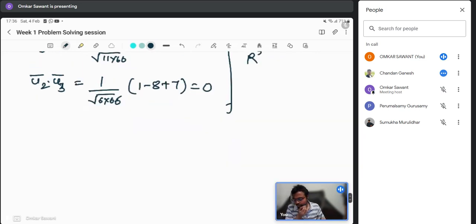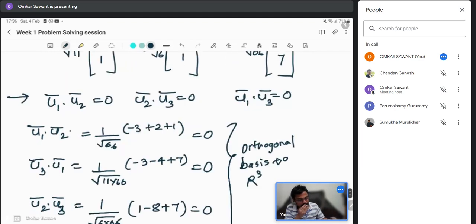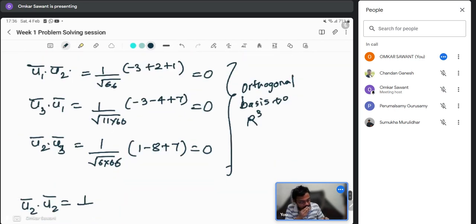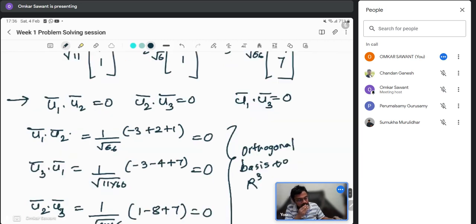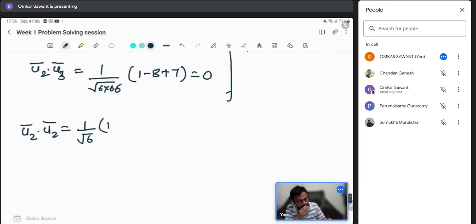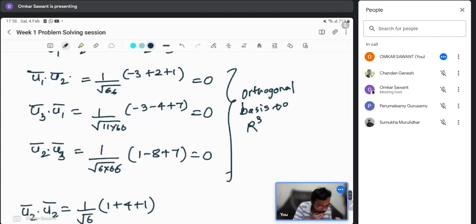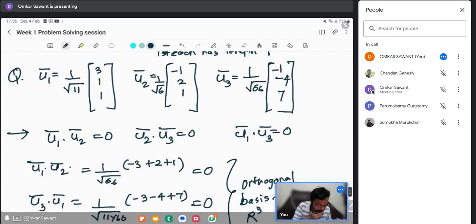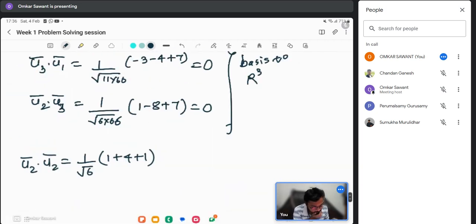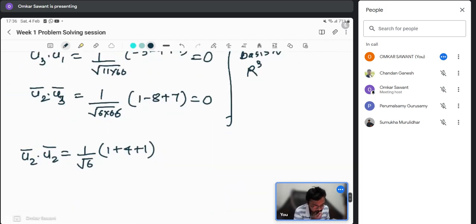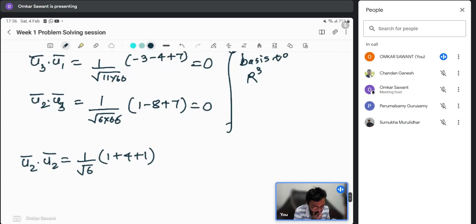Okay. Now check whether those are orthonormal. So we will check for this. Just do the square of each term. Okay, you have to take a length, no?